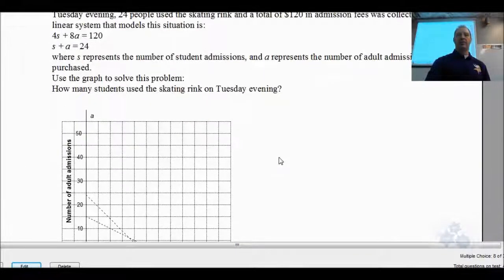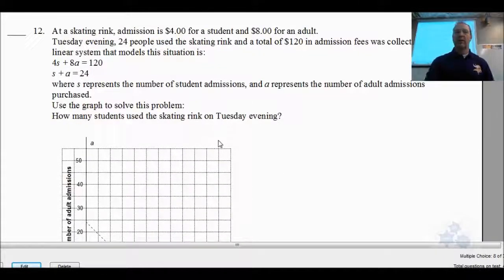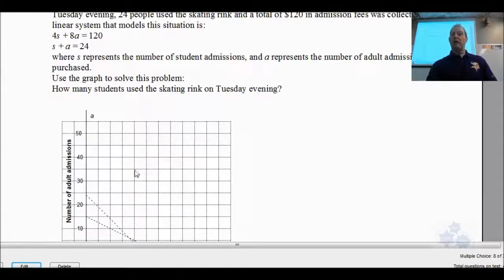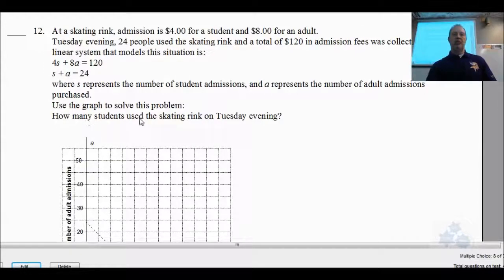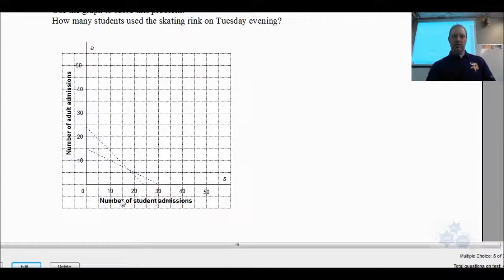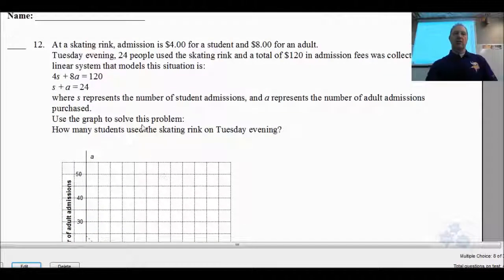Okay, let's keep going here. Oh, some more graphs. Okay, big deal. Let's take a look at this one. Okay, look at this question here, big, long, ugly question, right? Not really. Why? Because they give you the situation, they give you the equations, they also give you the graph. So all this work is done for you in this question. This is not a big, ugly question. The question actually says, how many students use the skating rink on Tuesday evening? Okay, so let's see what the graph says. Number of students, number of adult admissions. Okay, all right, we've got 2 lines.